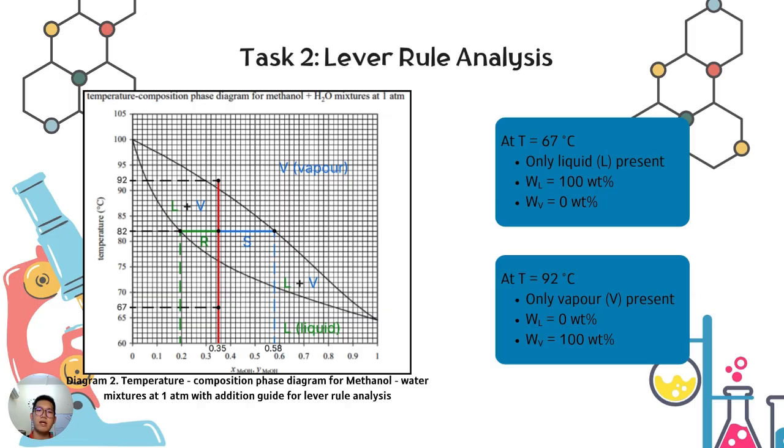Based on the diagram, at temperature of 67 Celsius, only liquid is present within the mixture. This indicates that the weight fraction of the liquid phase is 100% by weight. Furthermore, at temperature of 92 Celsius, only vapor phase is present within the mixture. This shows that the weight fraction of vapor phase is 100% by weight.